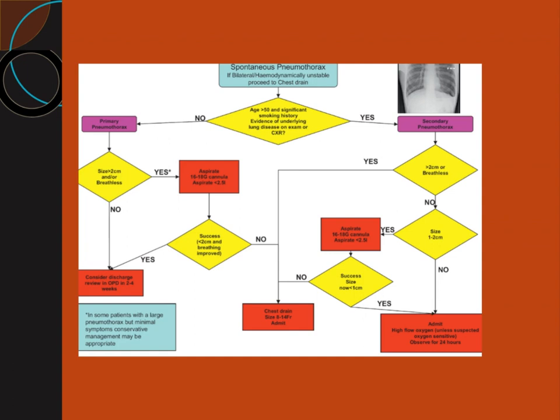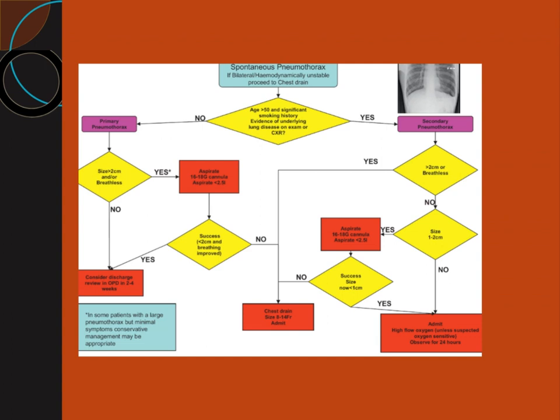Normally in the UK, we measure at the hilar level, but Americans usually measure at the apical level. If it is more than 2 centimeters at the hilar level, that's the time we need to think about whether we need to intervene or not. So if it is primary, now we are discussing primary, and it is more than 2 centimeters, then the patient is symptomatic.